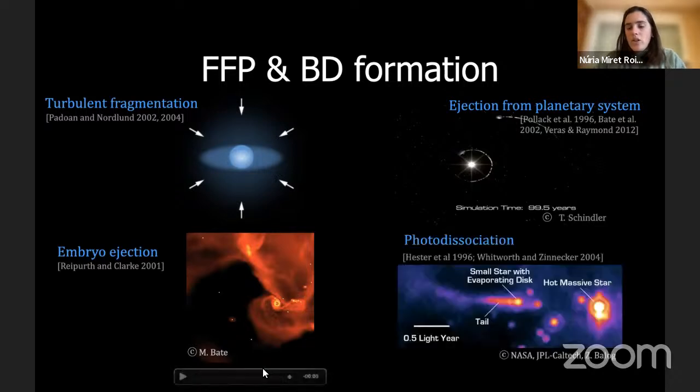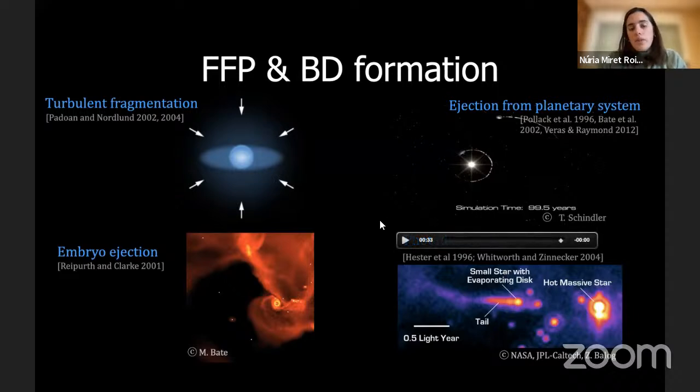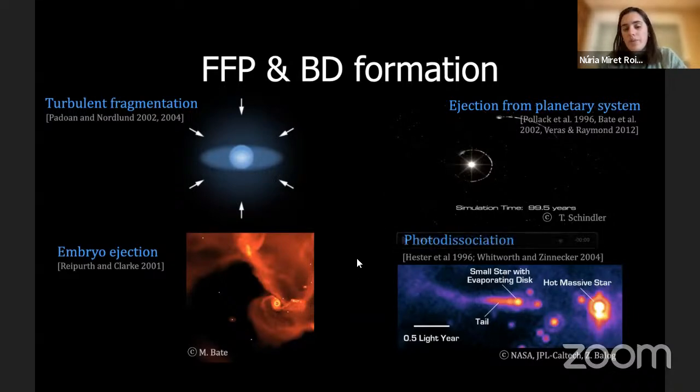And finally, also in the vicinity of very hot massive stars, the stellar winds of these OB-type stars can evaporate the outer layers of an accreting core, and then this core again will not have enough mass to become a star, and depending on the final mass, it will be a free-floating planet or a brown dwarf.